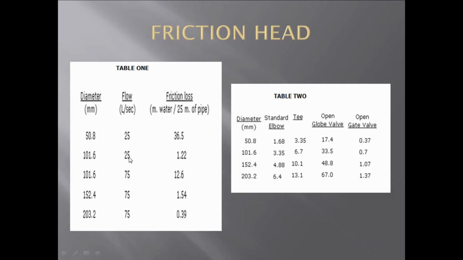rate of 25 liters per second, for our 100 meter pipe length, we would have 100 meters divided by 25 meters times 1.22, which would be our friction loss per 25 meters of pipe. That would give us a total friction head loss of 4.88 meters for that system. We will look at this more closely in an example.